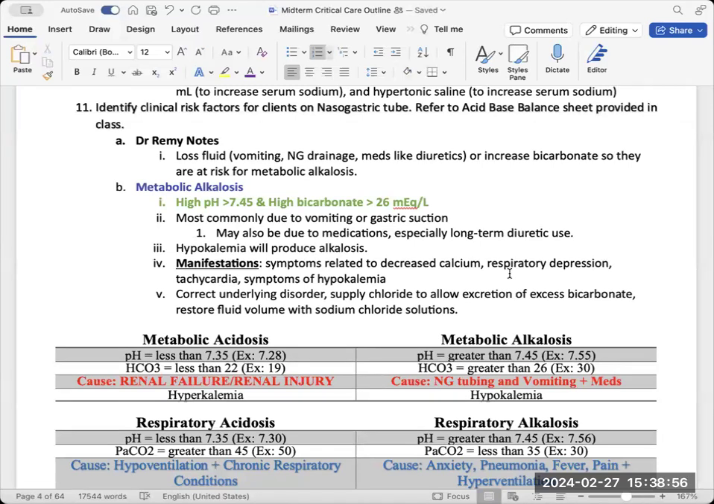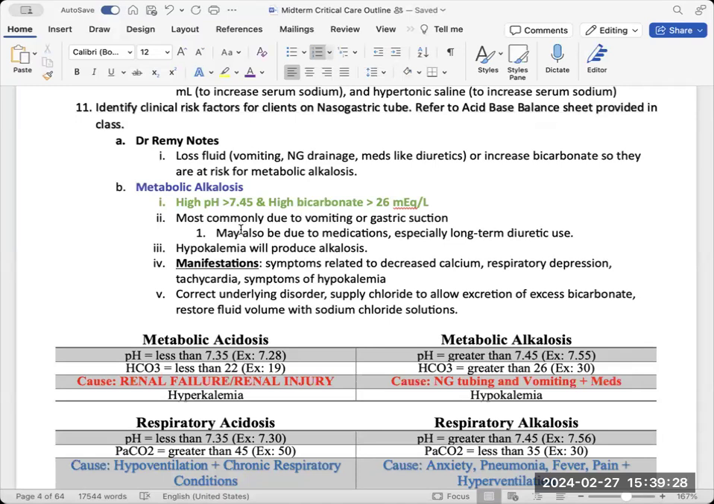But metabolic alkalosis is typically caused by things that result in loss of fluid. So, like I said, vomiting, gastric suctioning, and nasogastric tube drainage, medications, and things like that. So we're looking for, remember, metabolic always means the same thing is happening, meaning the pH is high, the bicarbonate's going to be high. So the pH will be greater than 7.45 and the bicarbonate will be greater than 26. Normal bicarbonate is 22 to 26, okay?